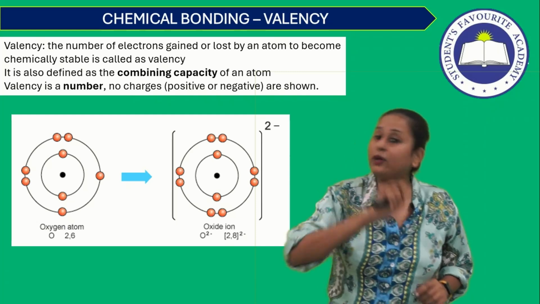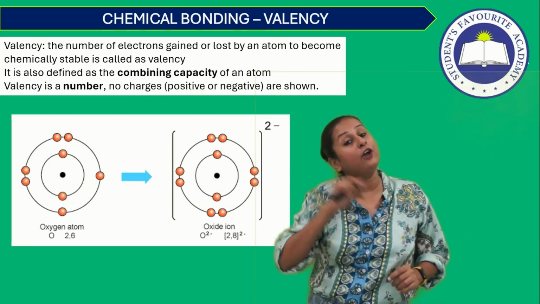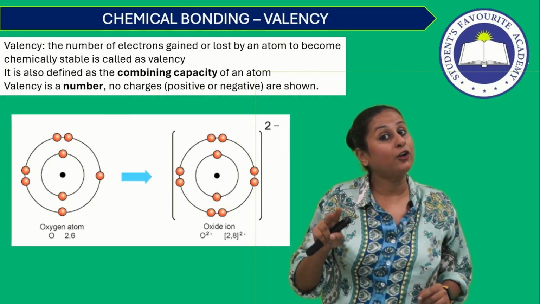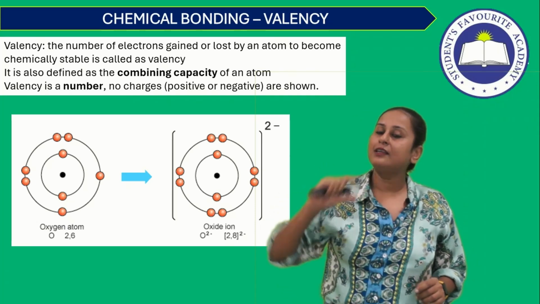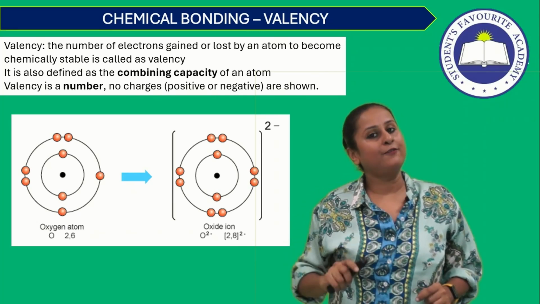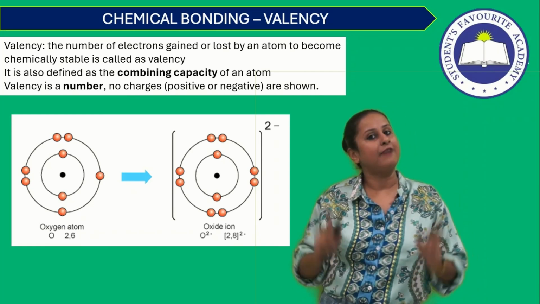It is gaining 2 electrons. So what will be the valency of oxygen? Valency of oxygen will be 2. What will be the valence electrons of oxygen? 2,6. So what is the number of electrons in its outermost shell? 6. So do not get confused between valence electrons and valency.